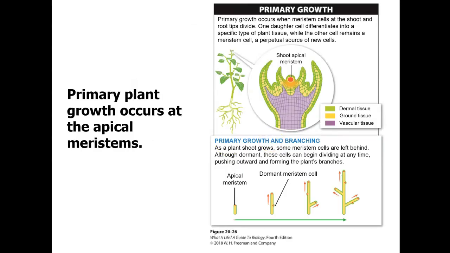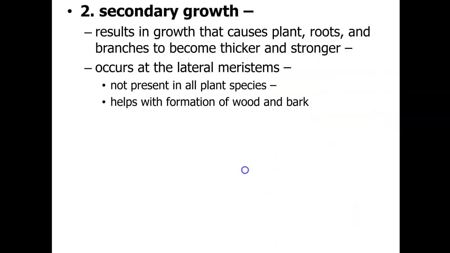And so looking here, you can see the shoot apical meristem on top. The secondary type of growth is going to result in growth that causes a plant's roots and branches to become thicker and stronger. It occurs at the lateral meristem.